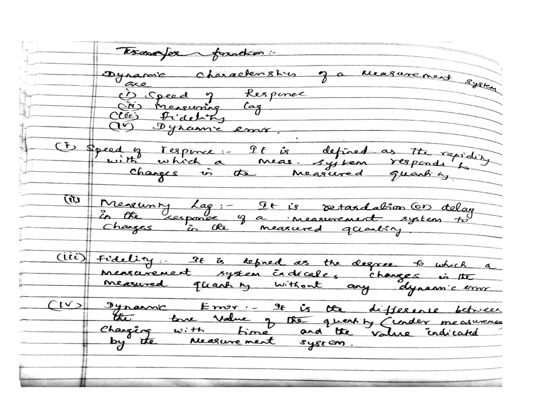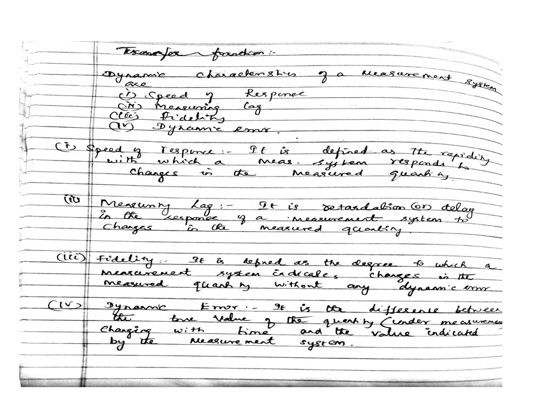Then fidelity. It is defined as the degree to which a measurement system indicates changes in the measured quantity without any dynamic error. So the second one and third one are almost the same, but the third one is the degree to which a measurement system follows. Okay, only the definition is different.